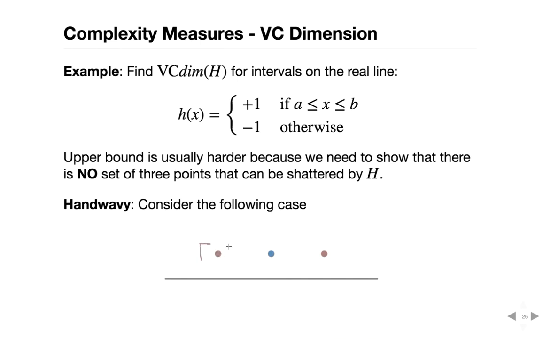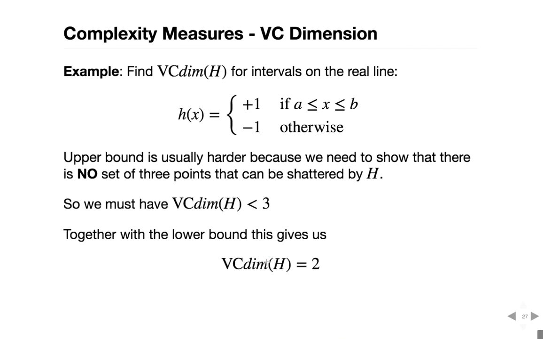If I try to throw an interval around here, then I misclassify this point. If I try to throw an interval around here, I misclassify this point. If I try to throw an interval around the whole thing, then I misclassify the point in the middle. Okay, so this is one where it's impossible to shatter. So it must be the case that the VC dimension is less than 3, and so together with the lower bound and upper bound, I can conclude that the VC dimension for intervals on the real line is 2.